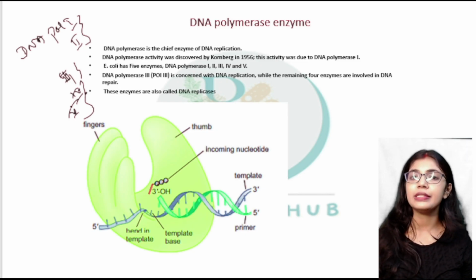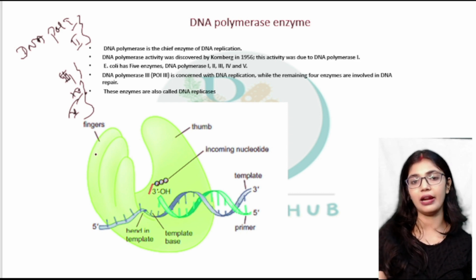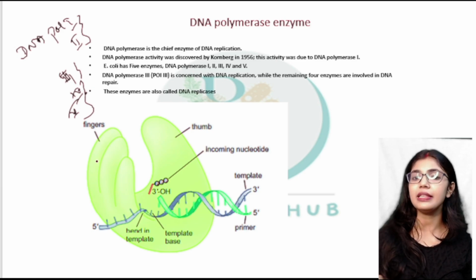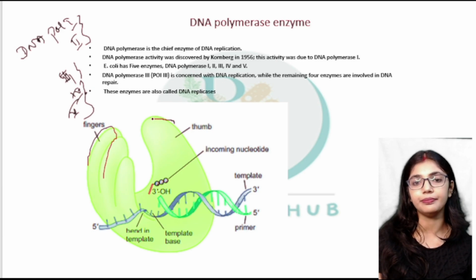So let us see the structure of DNA polymerase. This DNA polymerase has a palm-like structure. We can see here in this diagram, this green diagram is like a palm. Here we can see the finger-like structure, and this is a thumb.